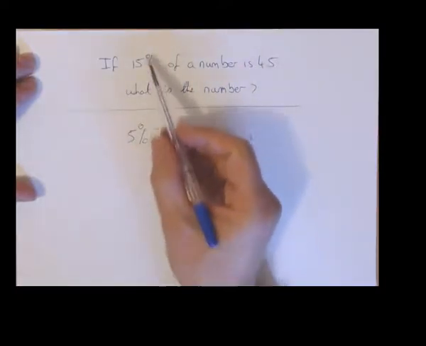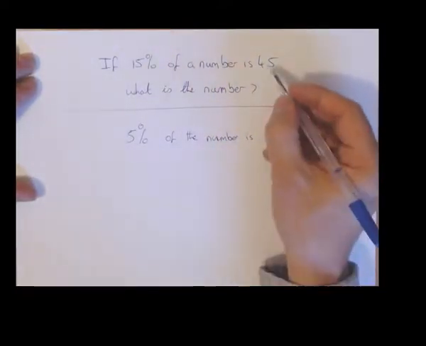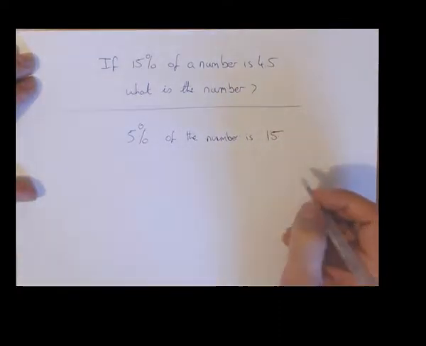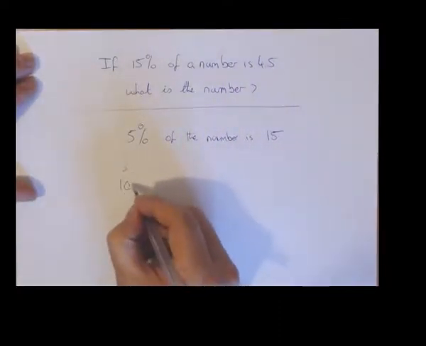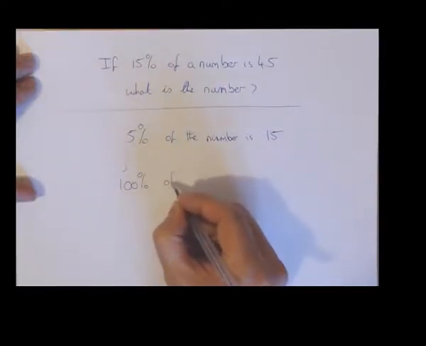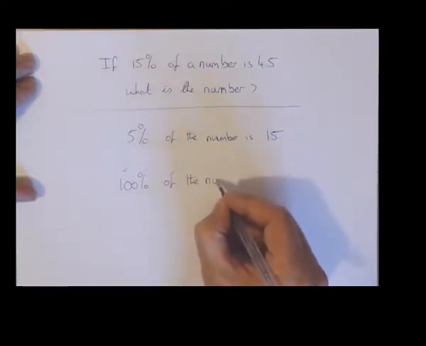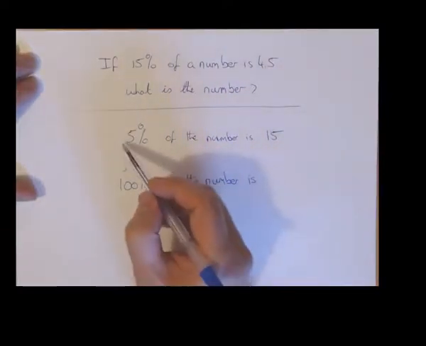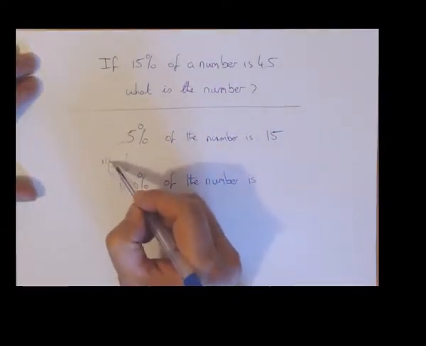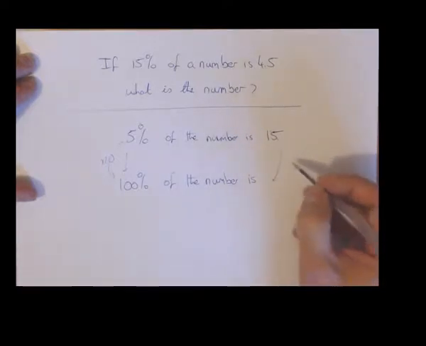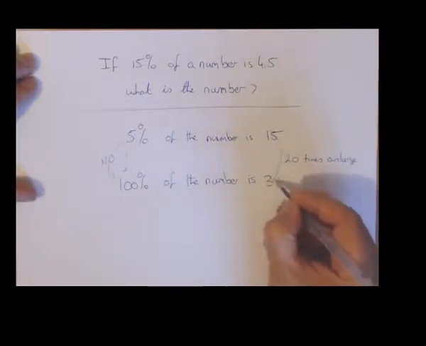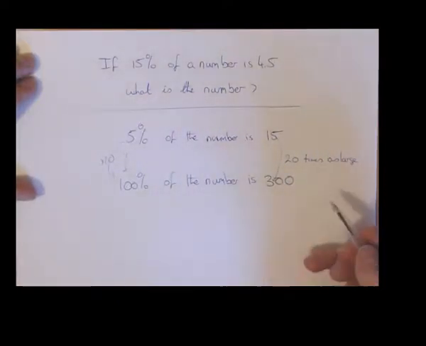Well, it's obviously smaller. It's a third of it. So we're going to say it's a third of this, so it's going to be 15. Then I can go up to 100% of the number. What is that? Well, this is multiplying by 20, so this also has to be 20 times as large. 20 times 15 is 300. So our answer is 300.